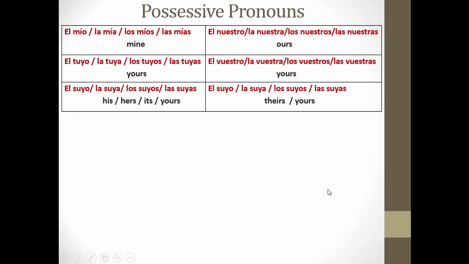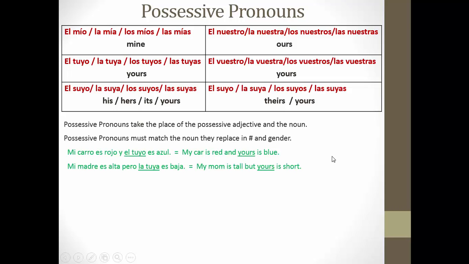Okay, so let's talk about possessive pronouns. I would like you to write these down in your note guide. To say mine, you have el mío, la mía, los míos, or las mías. To say yours, you've got a form of el tuyo. To say his, hers, its, or yours, you've got a form of el suyo. To say ours, you've got a form of el nuestro. To say yours, plural, in Spain, you've got a form of el vuestro. And to say theirs or yours, you've got a form of el suyo.